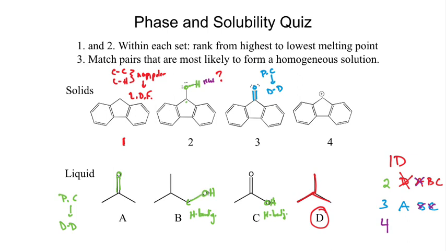Which then takes us to 4, and 4 is the most challenging one. Most people go through and see all of that and say, oh, it's nonpolar covalent, it's therefore going to be D because it's nonpolar covalent. But we do have that positive charge there. And that positive charge is a cation. As soon as we've got an ion, we should be looking at ionic forces.